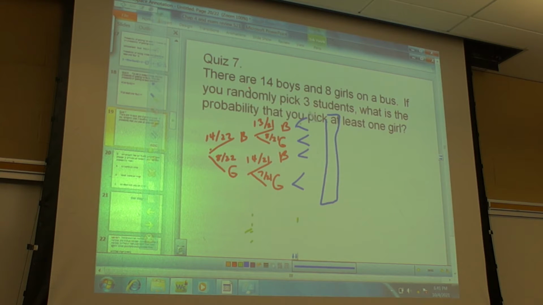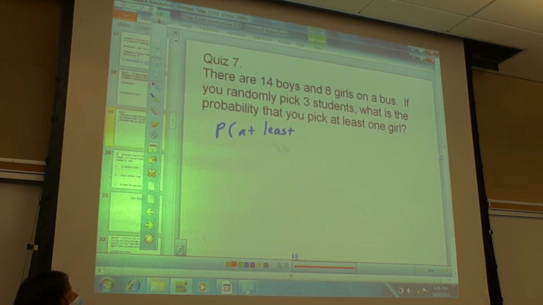Instead, I can just find the boy one and subtract it from 1 to find the blue stuff, which is what I want. What I want is these probabilities here: at least 1 girl, all the ones in blue. To find that, I can either calculate all 7 of them, or I can just calculate the one in red, the boy, and subtract it from 1. It's so much easier. So instead, I'm going to do that. At least 1 girl.